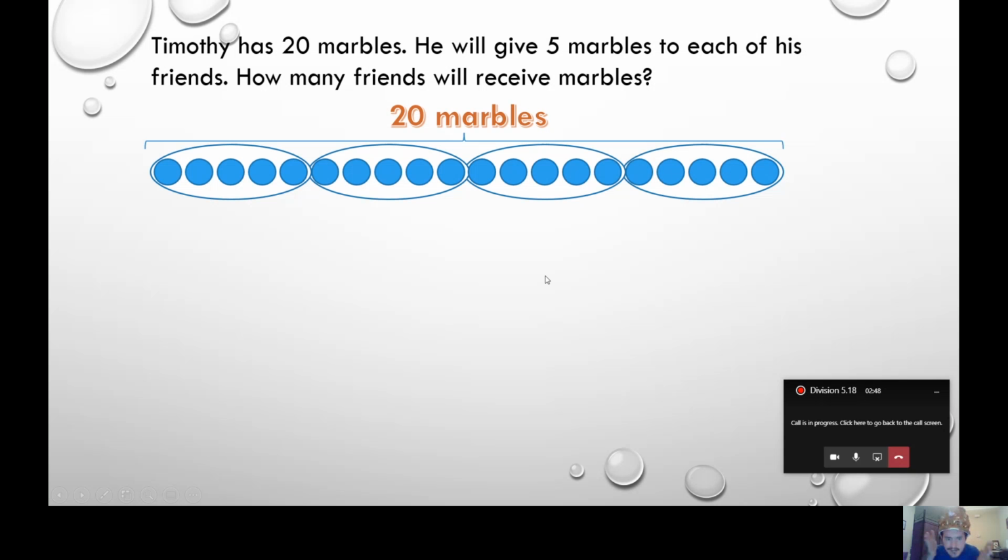So does each friend have 5 marbles? Are there 5 marbles in each group? 1, 2, 3, 4, 5. 1, 2, 3, 4, 5. 1, 2, 3, 4, 5. And 1, 2, 3, 4, 5. Yes, there are 5 marbles in each group.